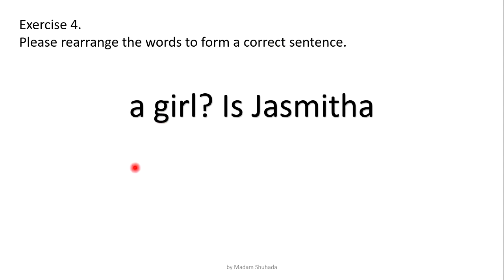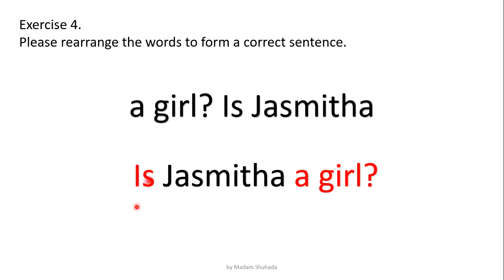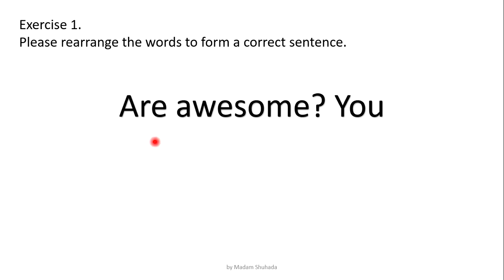Okay, let's check the answer. Is Jasmitha a girl? We start with the be verb followed by the subject and the condition. Don't forget to put the question mark, because this is a question, so we must use a question mark. Are awesome you?